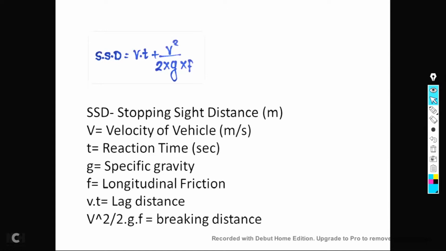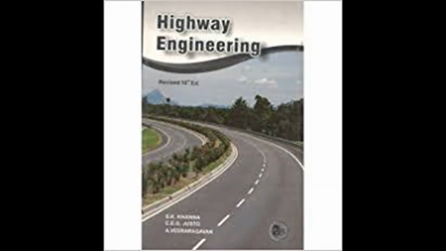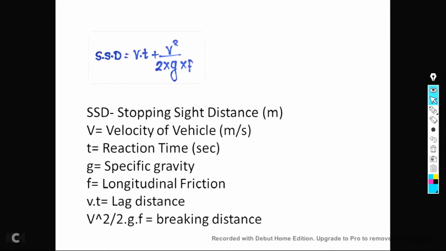Now, as per IRC, the formula of stopping sight distance is Vt plus V square by 2gf. There is a derivation of this formula in any transportation book, and I suggest you follow Khanna Justo. This is a great book for transportation engineering, and you can find the derivation of the formula, stopping sight distance equals V into T plus V square by 2gf, in that book. I am not going to derive that. If you have any problem, you can contact me at the mail ID below.